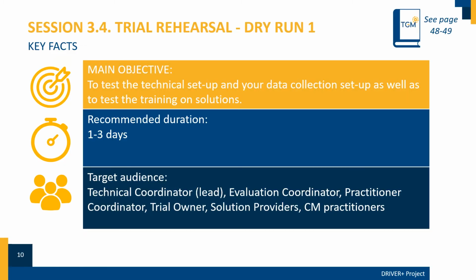The main objective of Dry Run 1 is to test the technical setup, the data collection in relation to the scenario, and how training on the solutions will be done. Such a dry run can take a couple of hours, up to 3 days. The technical coordinator is in the lead of this event, at least for testing the technical setup. All other coordinators as well as the solution providers should attend. Other crisis management practitioners can attend as well to do a realism and feasibility check on your trial design.